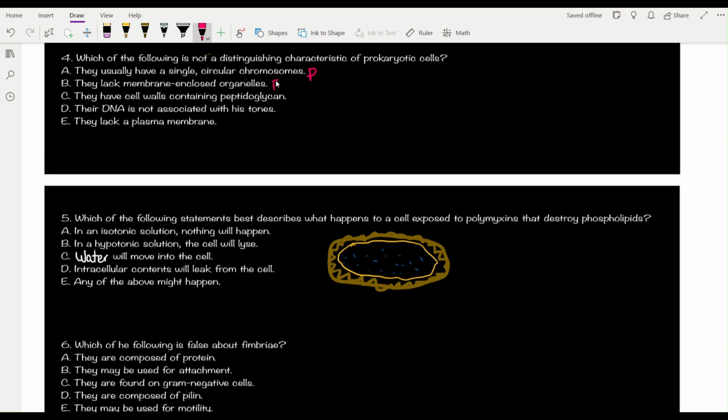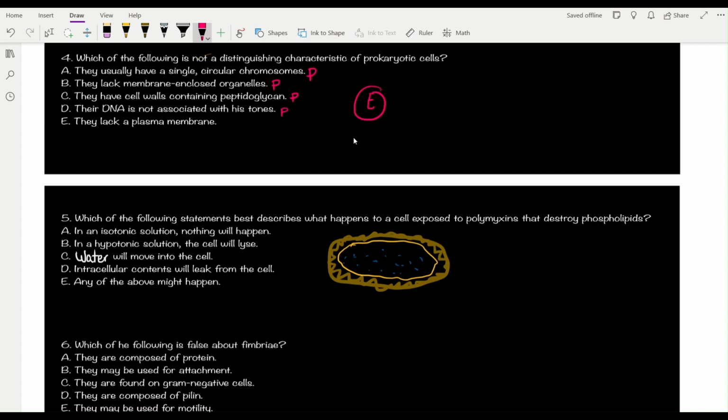That's usually eukaryotic cells. C, they have cell walls containing peptidoglycan. That is so true. D, their DNA is not associated with histones. That is true. That's eukaryotic cells. E, they lack a plasma membrane. That is so false. They have plasma membranes. So the answer to this question is E.